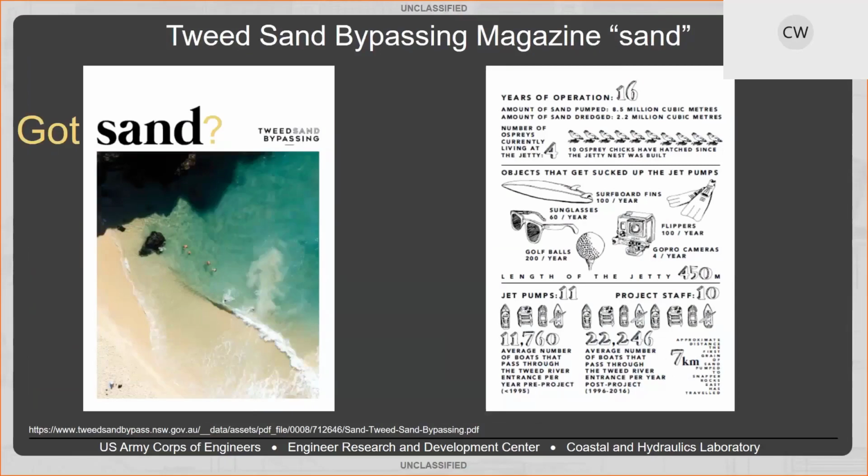No, one more. So yeah, they're pretty cool. They're Australian, so they're all very cool. And they publish like a magazine on their operation there, and you can see on the right they kind of keep track of all the things they suck up with their system: surfboards, fins, sunglasses, everything. So they're pretty open about what's going on with the system, how it operates, and what they see on the day-to-day, it sounds like. Next slide.